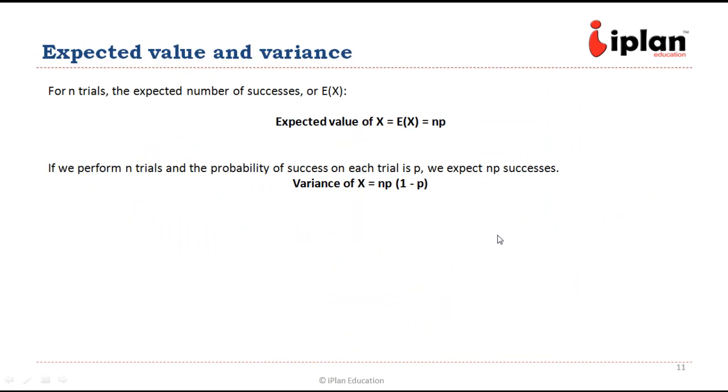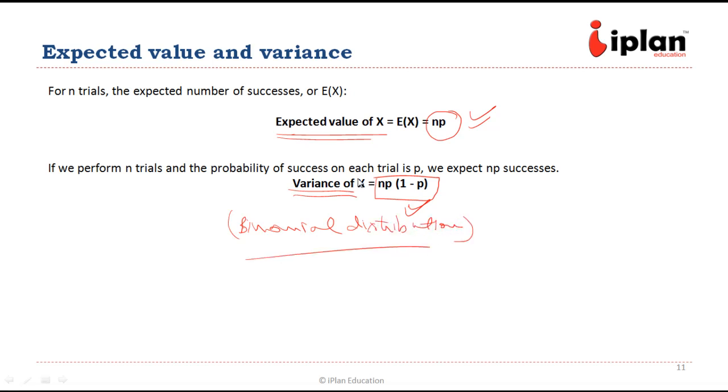For binomial distribution, the expected value of x is going to be n into p, where p is the probability of one single event and n is the number of trials, and the variance is defined by np into 1 minus p. So this is the simplified formula which can be directly applied if we already know that it is a binomial distribution. We can directly get the value of mean or variance.